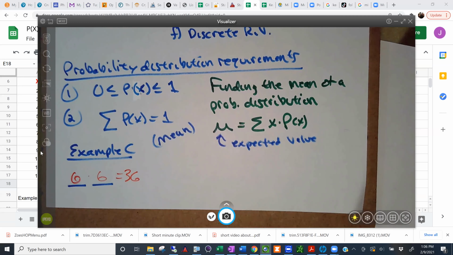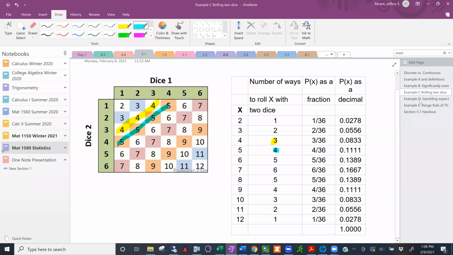For now, let's move down to a different example. Example D.